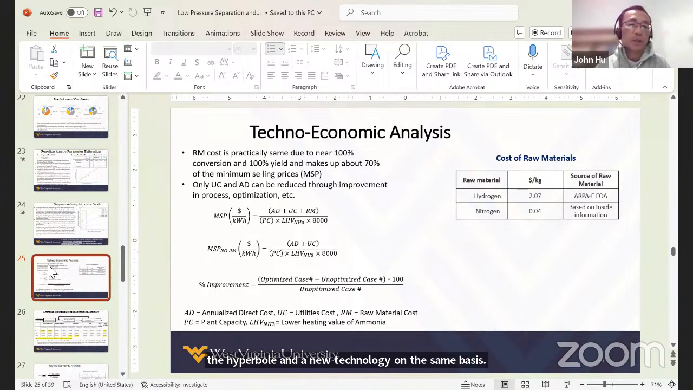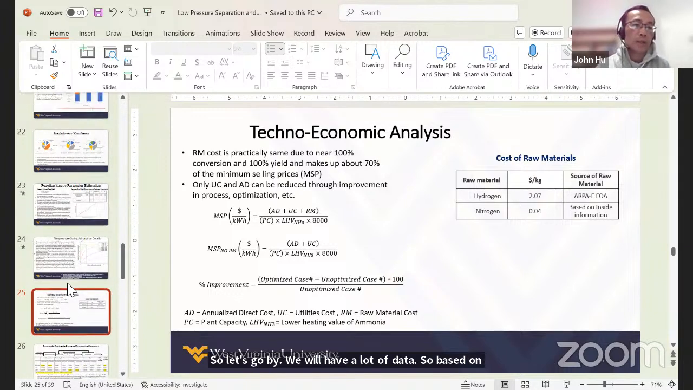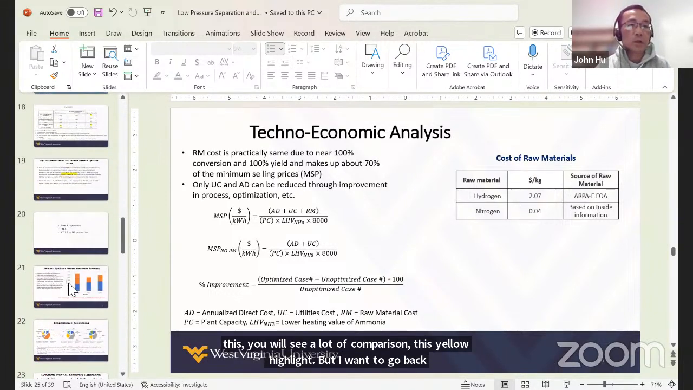Okay, so let's go back. We will have a lot of data. Based on this, you'll see a lot of comparison, this yellow highlight. But I want to go back and then continue to talk. Very good question, okay?